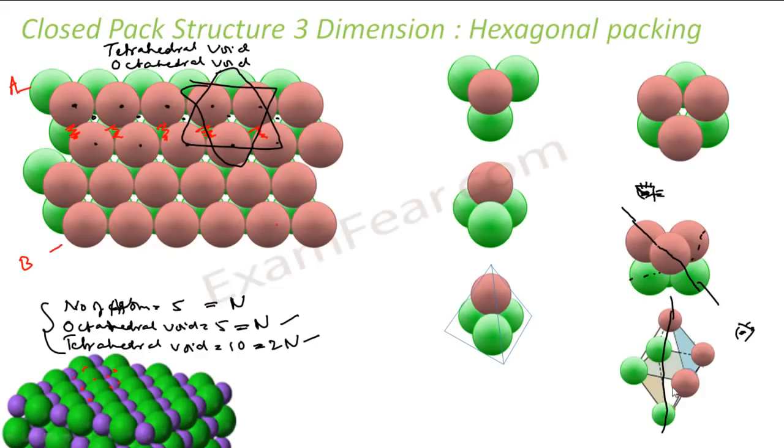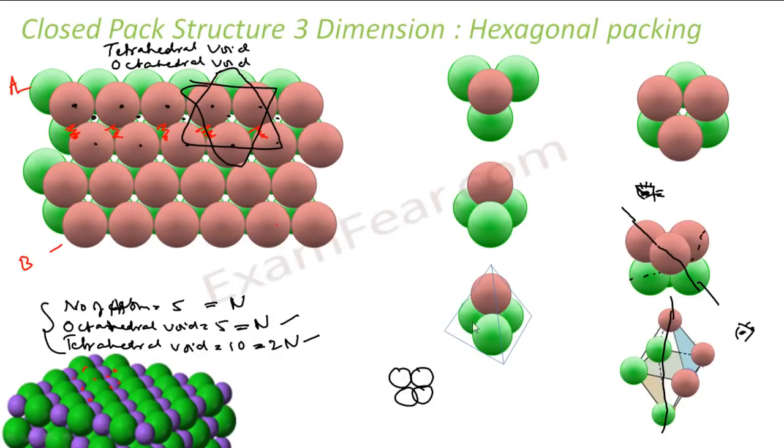So this is the octahedral void. If you see here, 4 spheres are touching each other, and there will be 2 spheres here. That's how the octahedral void looks. There are 4 spheres touching each other, and there will be 1 sphere on the top and 1 sphere on the bottom. Total 6 spheres are involved in the octahedral void.